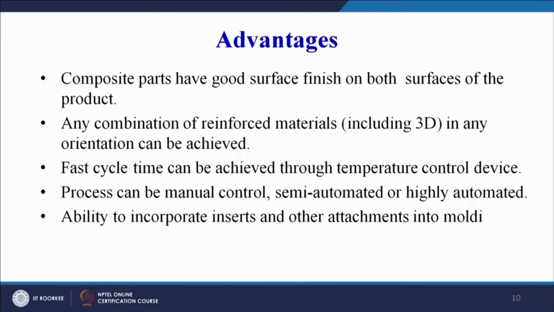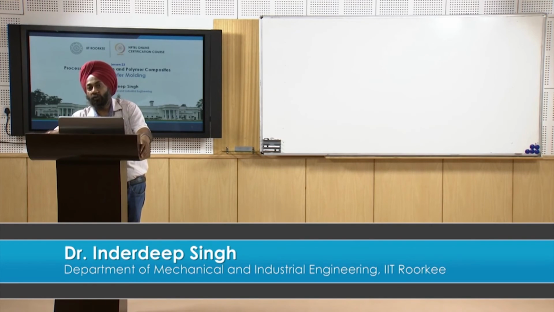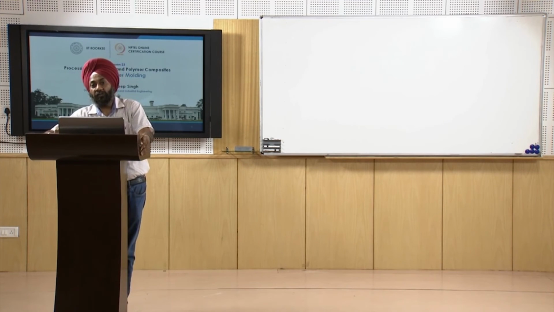Ability to incorporate inserts and other attachments into the mold, so that is important. Wherever we are pre-placing our reinforcement, there is an advantage that we can pre-place our inserts or other maybe metallic parts inside the mold during the molding process. The process can be semi-automatic or automatic. As we have seen in the animation, there are fair chances of fully automating this process.